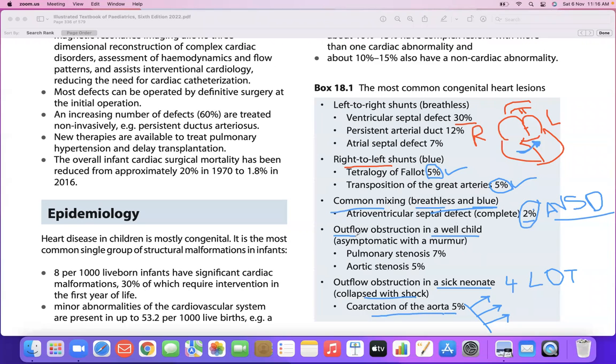Outflow obstruction in a well child is usually asymptomatic with a murmur, and can present with pulmonary stenosis and aortic stenosis. They can present at a later age. But there are some conditions, right heart outflow tract obstructions, which can present as a cyanosed neonate in the neonatal period.